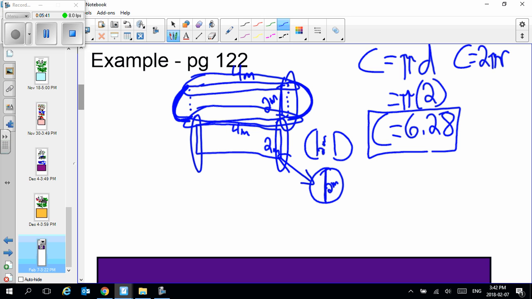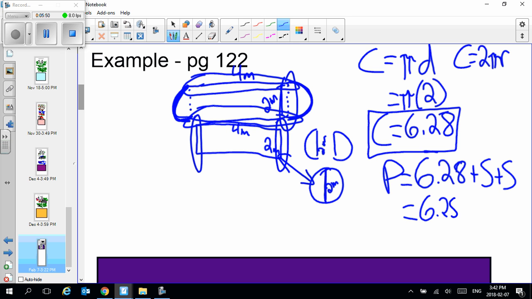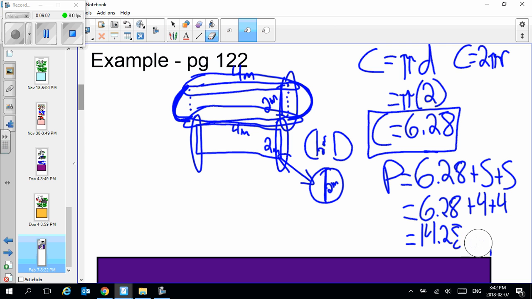So I have my circumference of the circle. So my perimeter is going to be my circumference plus side plus side. 6.28 plus 4 leaves me with 14.28 centimeters, sorry, meters. Okay. So my final answer there is 14.28 meters.